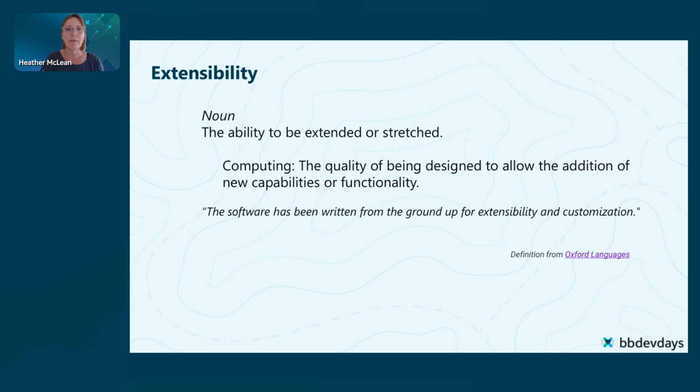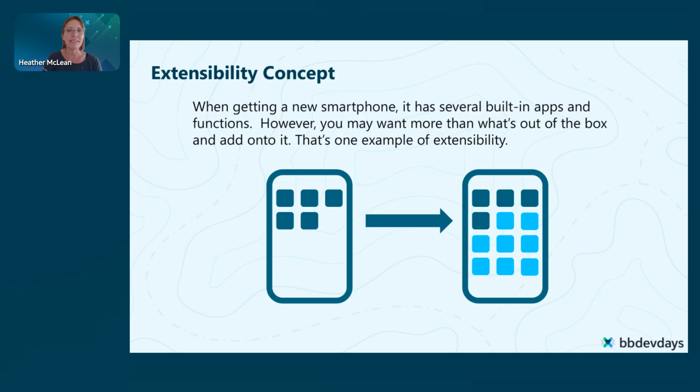So you're also going to hear us talk about extensibility. And really, that's just the ability to be extended or stretched. But when we think about extensibility in terms of technology or computing, it's really about designing an architectural framework to allow for the addition of new capabilities or functionality. So you are here because the tools that you use from Blackbaud are extensible. They allow you to customize them and to incorporate or integrate new functionality within them. And this concept is really best shared by thinking about your smartphone.